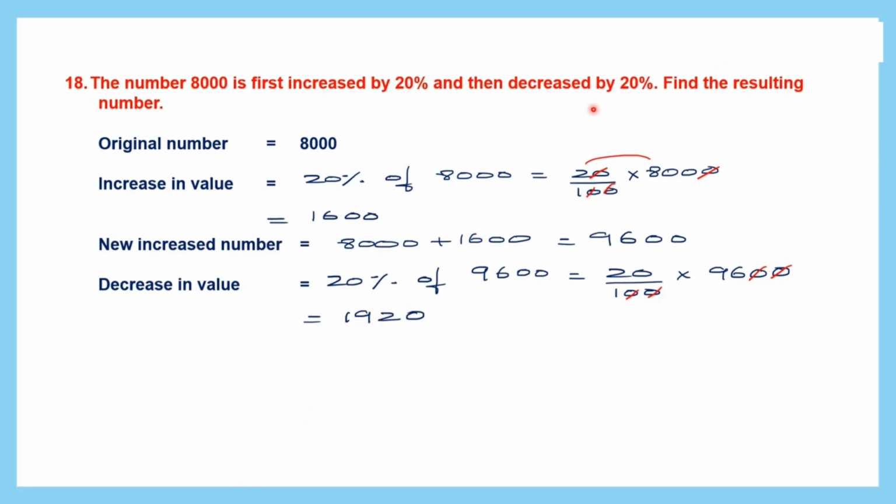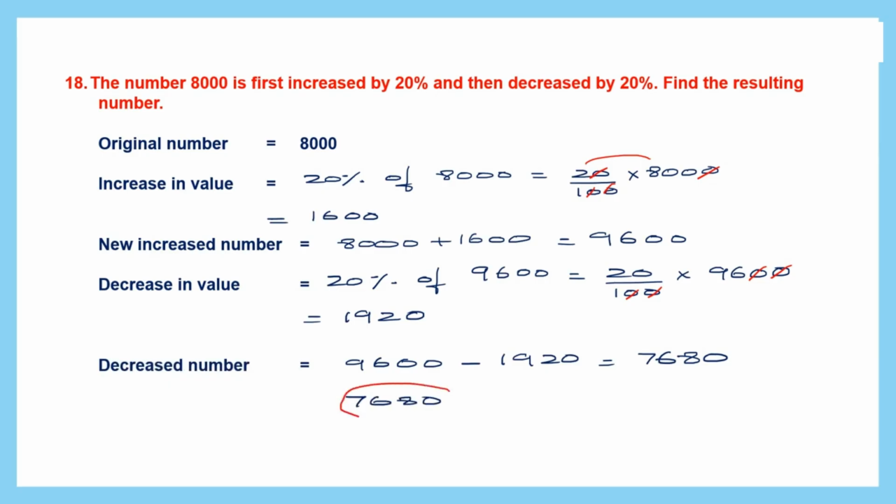That means the number has decreased, isn't it? First it was increased, then it has decreased. Now we have to find the resulting number. So that is the decreased number. So decreased number will be the new number, that is this number. From here only it has decreased, isn't it? So this number minus the decrease in value. So the decreased number will be 9,600 minus 1,920, and that is 7,680. So this is our resulting number. The resulting number is 7,680. So this is the other way of doing it.